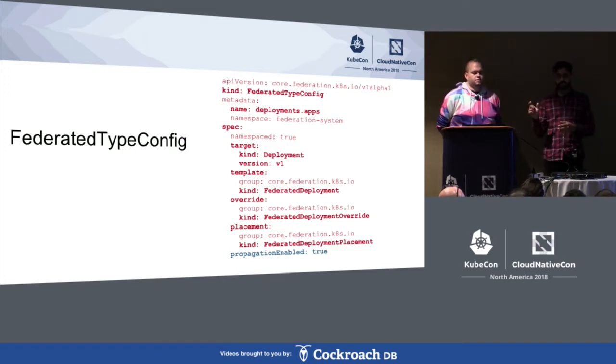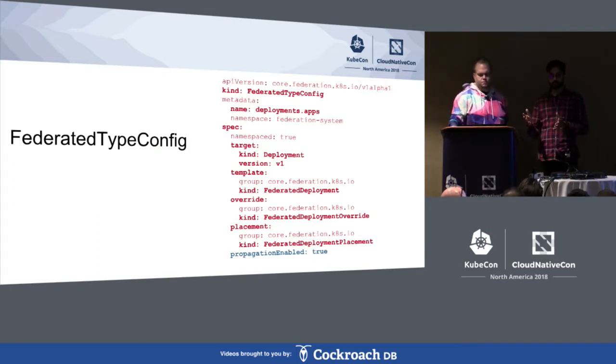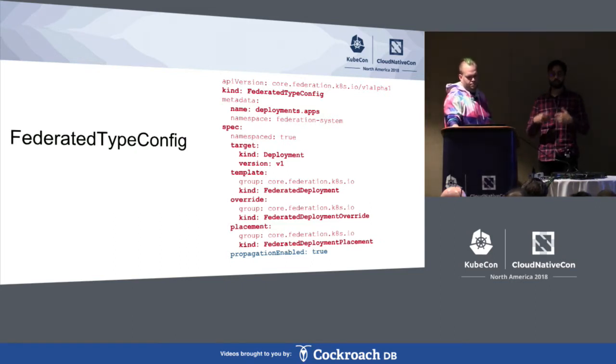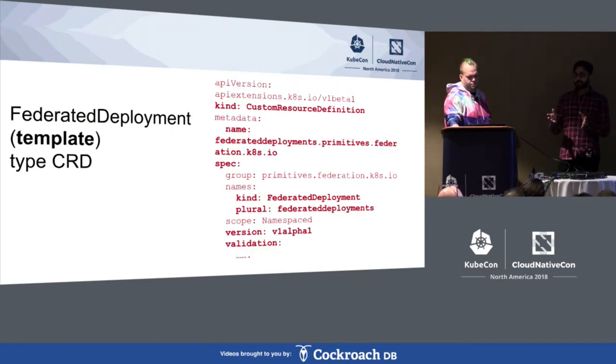One of the very key pieces of information is the last line, specified in blue, which is propagation enabled. This tells the controller, or the sync loop, whether or not to propagate or reconcile the resource in individual clusters. So this is totally admin defined, a configuration provided to the admin, which can be created and controlled by the admin.